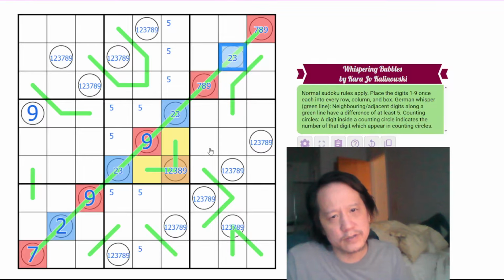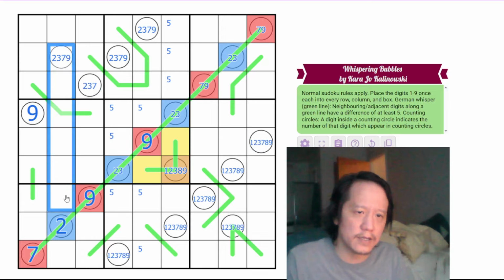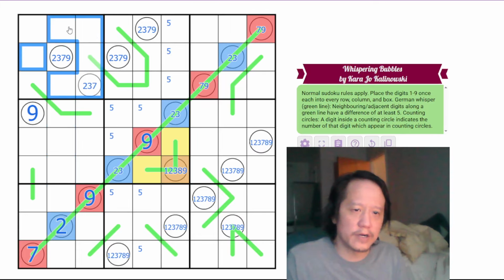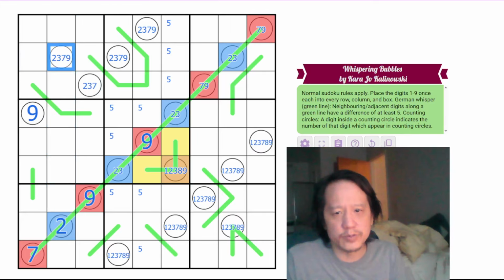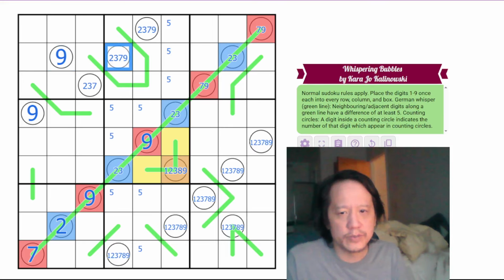2 and 3, 2 and 3. This is 7, 9. No 1, 8. This can't be 9. Where's the 9 in box 2? It has to be here, which eliminates 9 here. This 9 eliminates 9 here. This can't be 2, 3, or 9, so we have 1 and 8 here. This is a 7, 9 pair.